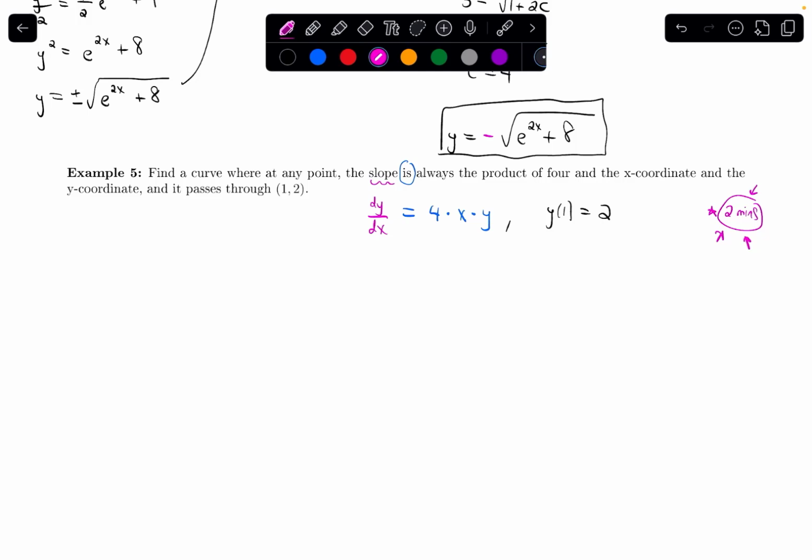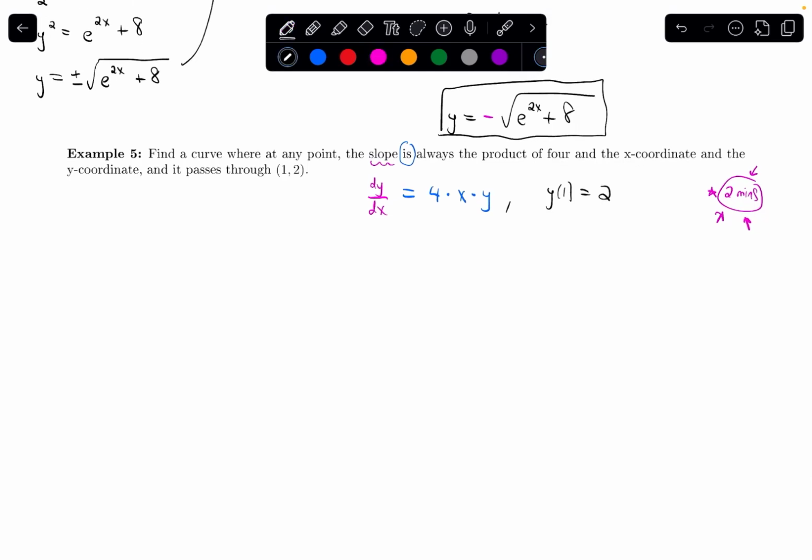All right, so hopefully you did that. Let us go ahead and do that now. I'm going to divide the y over to the left and then multiply the dx over to the right. So that'll give me dy over y equals 4x dx. Now I can integrate both sides. On the left-hand side, I'll get natural log absolute value of y. On the right, we get 2x squared, and I have to put my plus c.